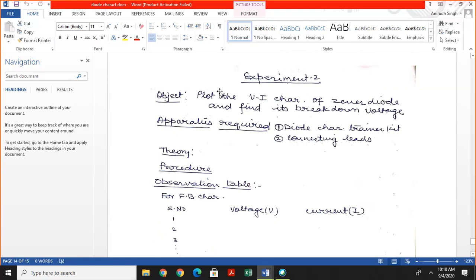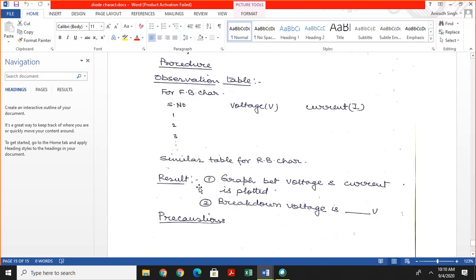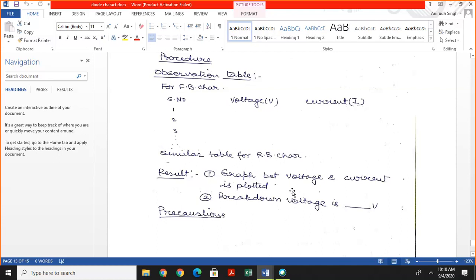In your lab file, you write experiment 2 object: plot the VI characteristic of Zener diode, find its breakdown voltage. Apparatus required: diode characteristic planar kit, connecting leads. Then write theory, procedure, observation table, result: graph between V and I is plotted, breakdown voltage is found, and then precaution. Wait for a minute, I will show the video of practical of PN junction diode and Zener diode.